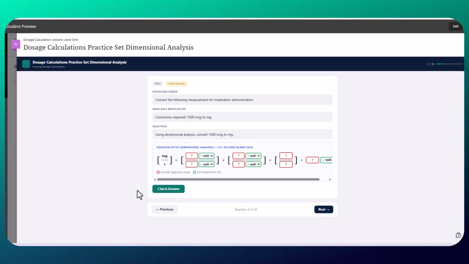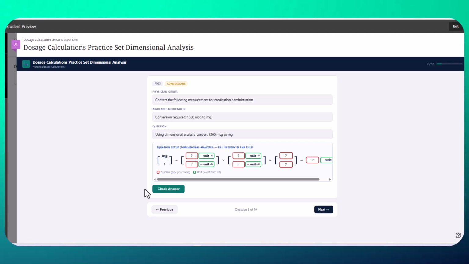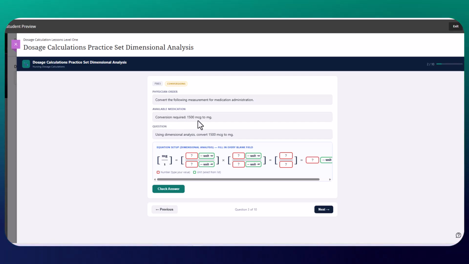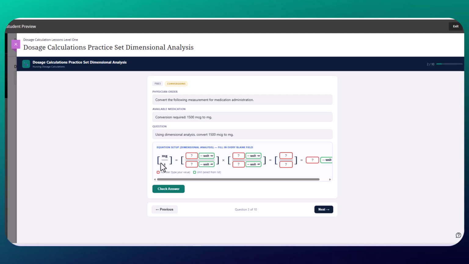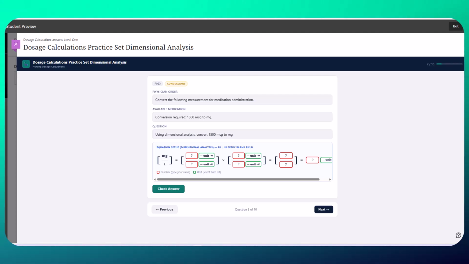All right. Let's do one more together, and then I will show you how to write them out on paper as well, okay? This question says, convert the following measurement for medication administration. Conversion required 1,500 micrograms into milligrams. Using dimensional analysis, convert 1,500 micrograms to milligrams. It started me out with milligrams.